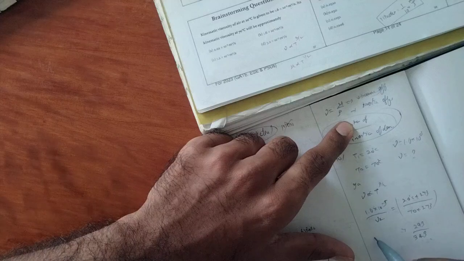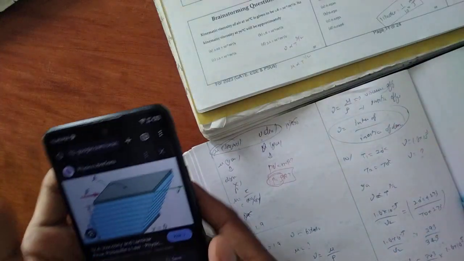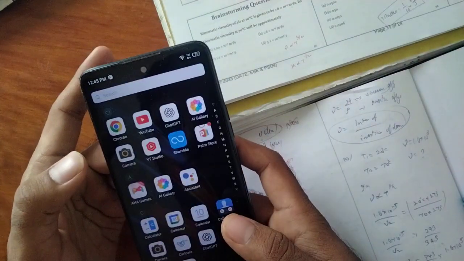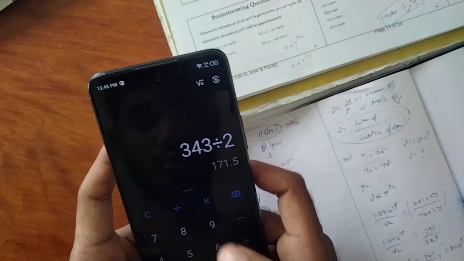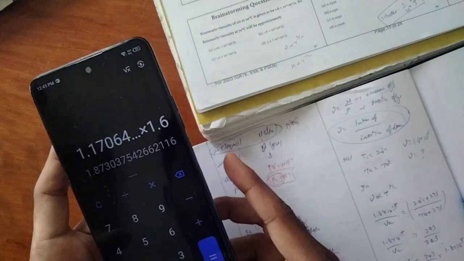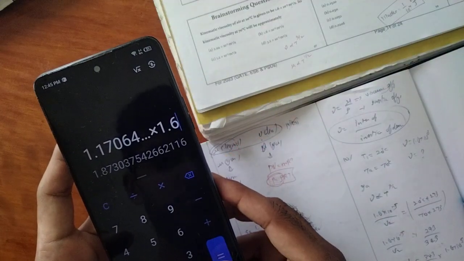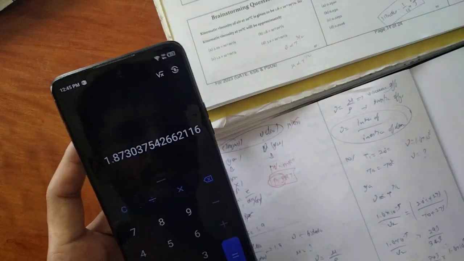So 1.6 into 10 power minus 5 divided by V2 equal to the ratio. So V2 equal to 343 divided by 293 into 1.6 into 10 power minus 5. You just multiply and put the answer, so the answer will come. Let me multiply and show it to you. Where is the calculator? 343 divided by 293 into 1.6. How much does it come? 1.87.